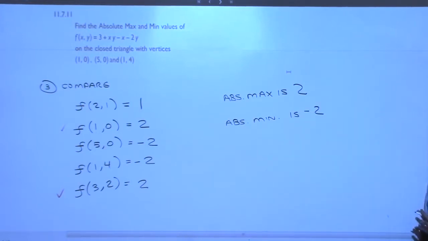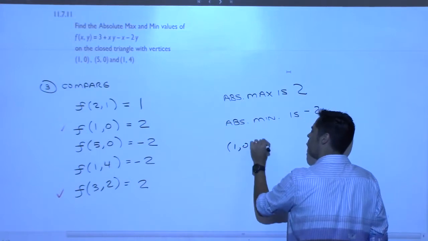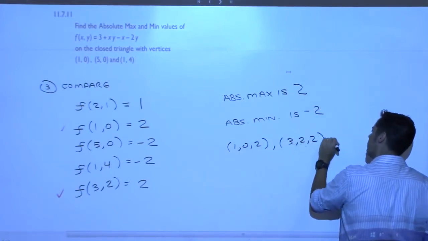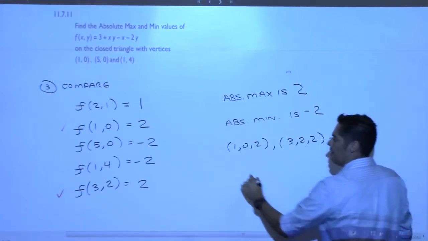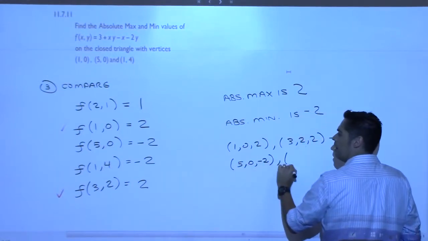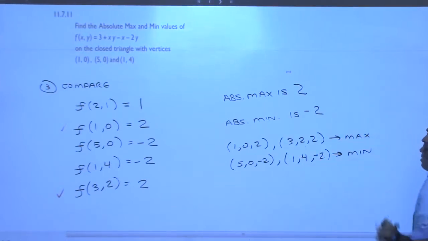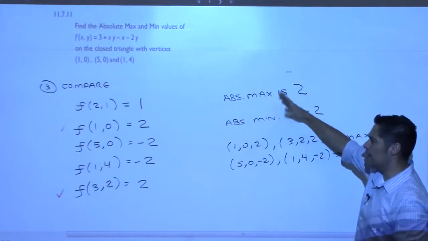Now, if I want to put where they happen, then I could just list the points as ordered triples. I could say 1, 0, 2, and 3, 2, 2. This is where I get my maxes, right? And then I could say, let me see, 5, 0, negative 2, and 1, 4, negative 2. Those are where I get my minimums, right? You should be comfortable stating it either way.